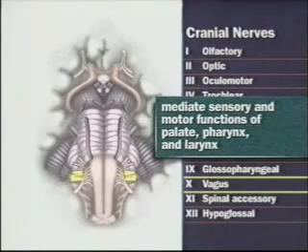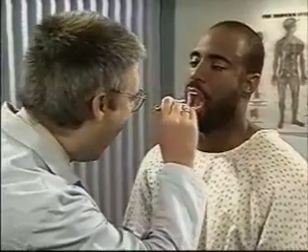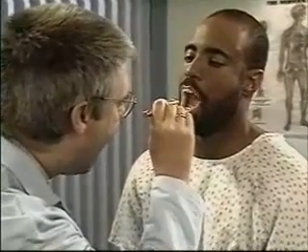Cranial nerves 9 and 10, which are the glossopharyngeal and vagus nerves, mediate the sensory and motor functions of the palate, pharynx, and larynx. I'd like to take a look at the back of your throat. Can you open your mouth? To test these nerves, ask the patient to say ah or yawn as you observe the soft palate and the uvula. The soft palate should rise promptly and symmetrically, and the uvula should remain midline.